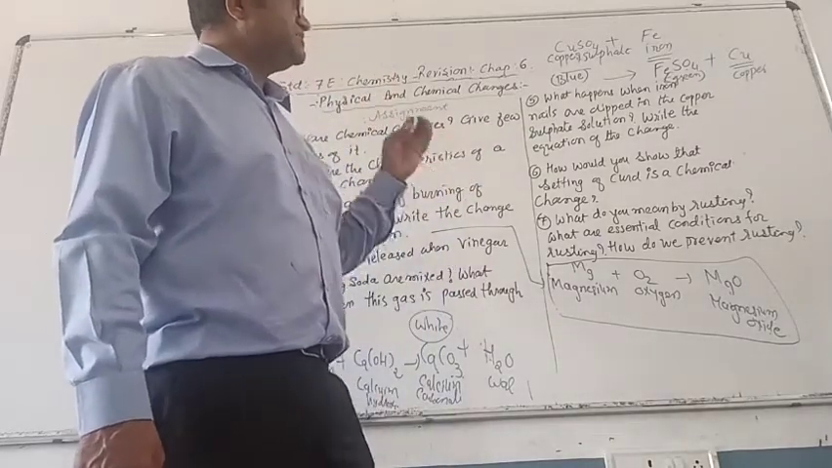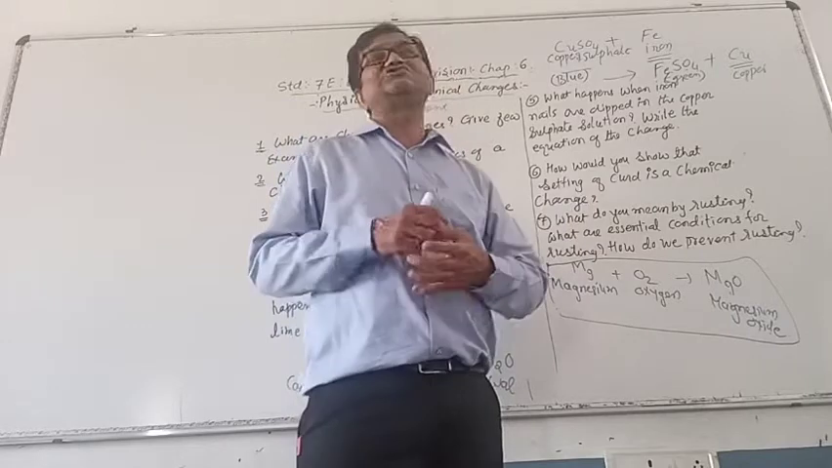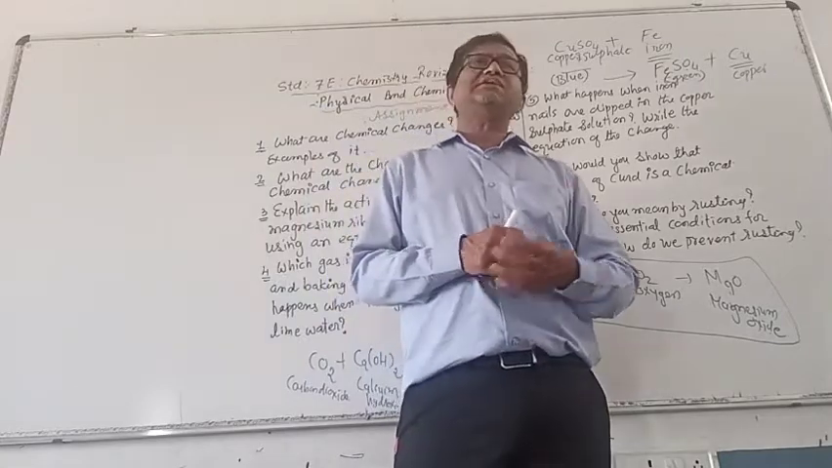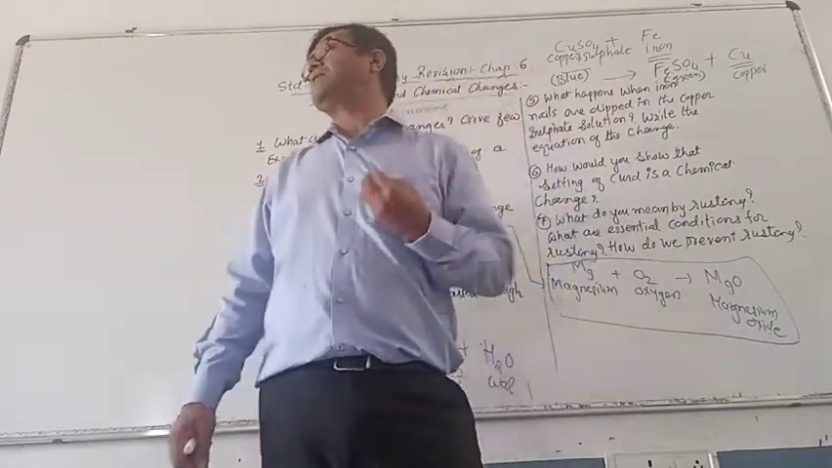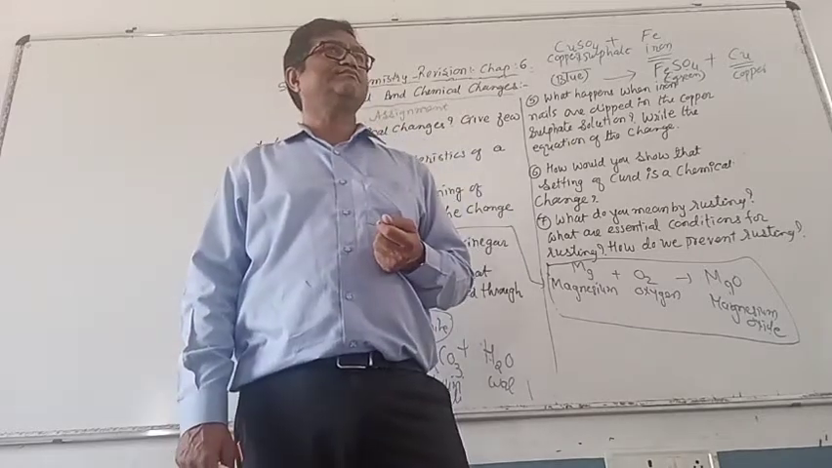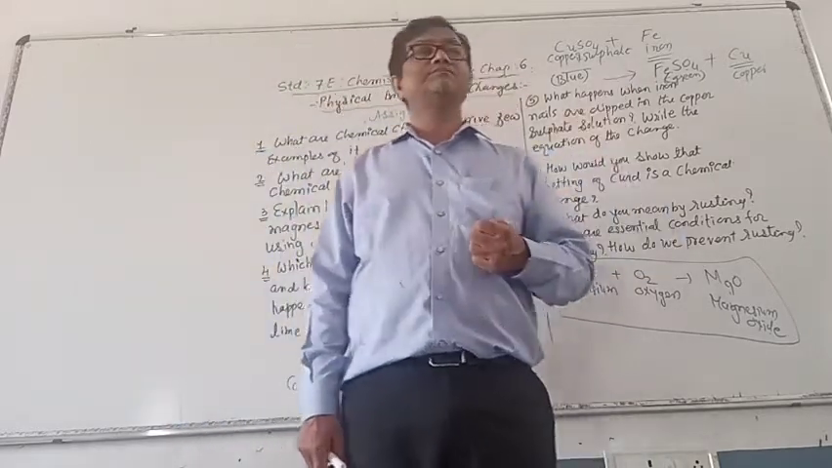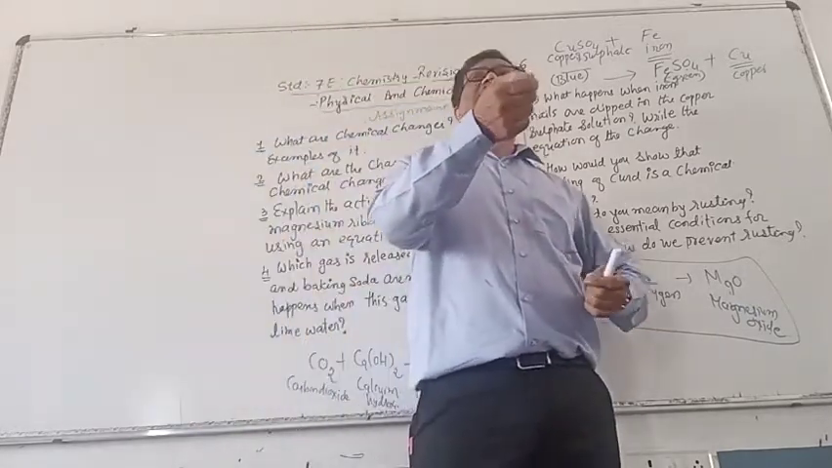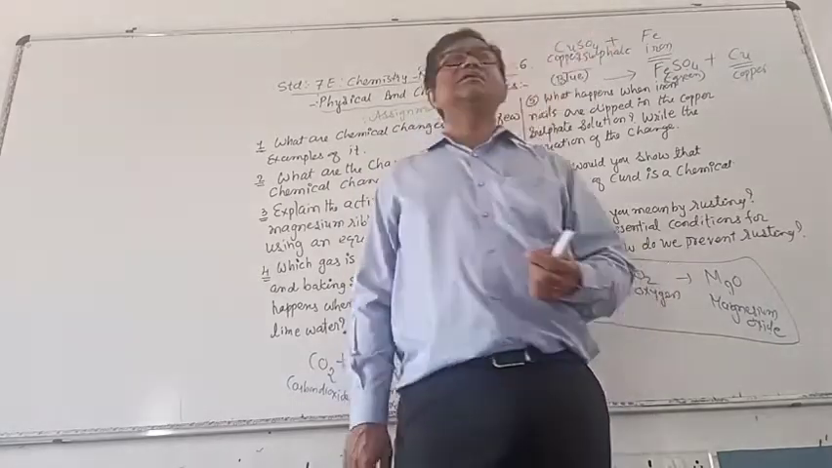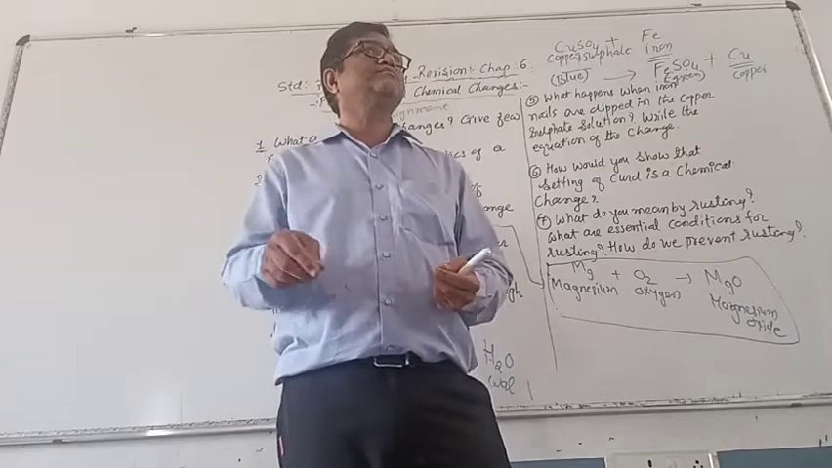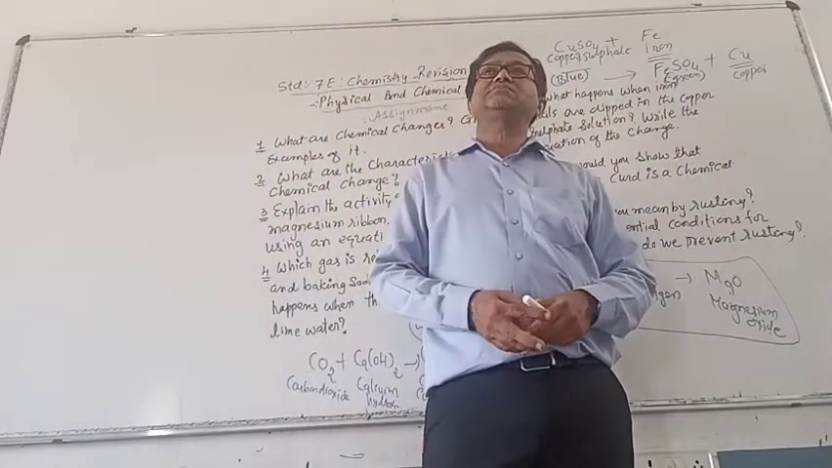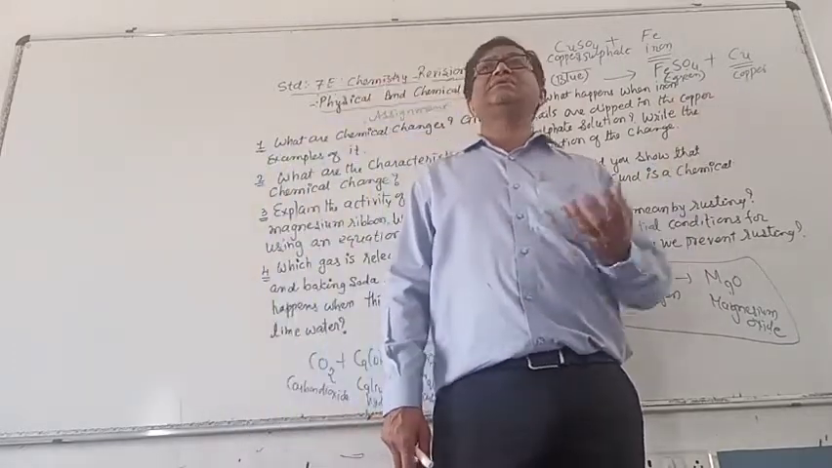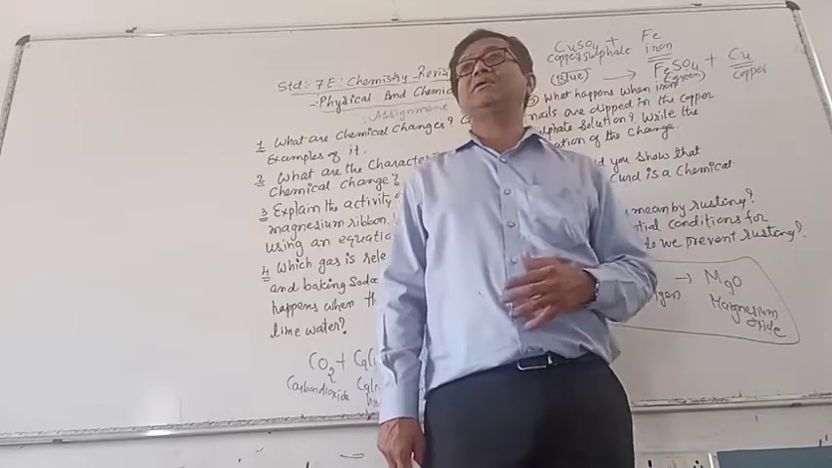How would you show that setting of curd is a chemical change? How do we set curd? For that, your mother will take some milk in a container and make it a little warm. After making it warm, she will add 1 teaspoonful of curd to it and stir it. Then we keep it overnight. Then after a few hours, you will see that the milk has turned into curd.